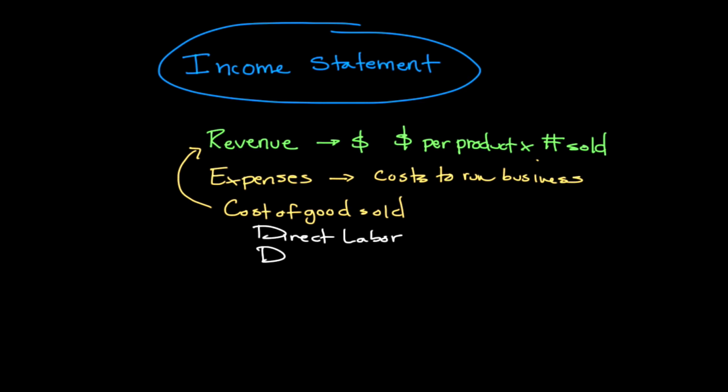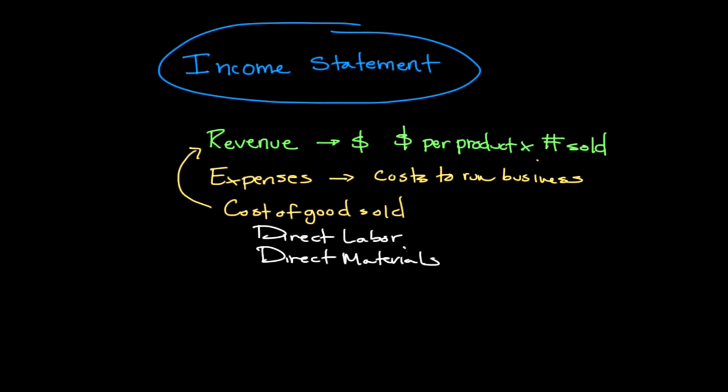It's going to include our direct materials, which are going to be the actual smaller components that actually go into the product itself. So, this is going to be all the supplies and the screens and everything that goes into creating that particular smartphone. And those are our cost of goods sold.